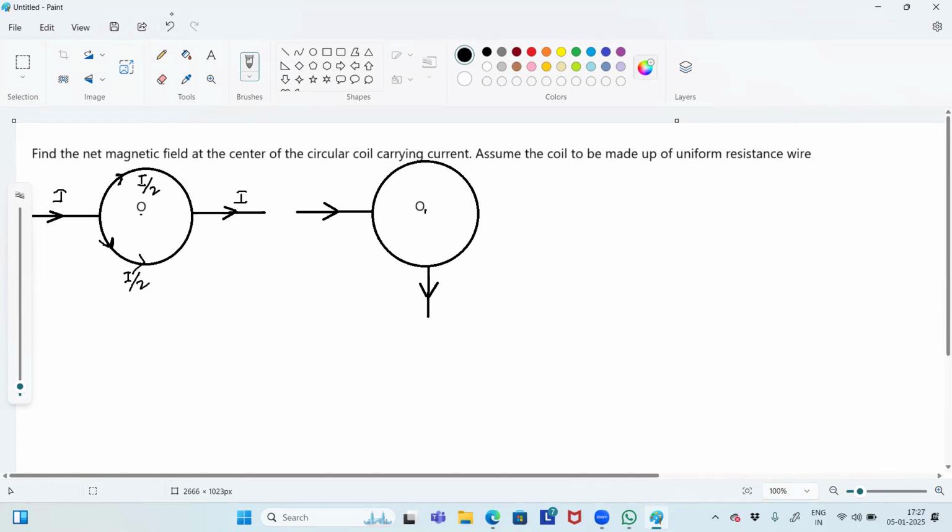We need to know the formula for finding the magnetic field due to a circular coil. For a circular coil, the magnetic field at the center is mu0 n I by 2a, where n is the number of turns of the coil, 100 turns, 10, 20 turns, whatever is given. Here it is just one turn, so n equals 1. I is the current passing through the coil. a is the radius of the coil.